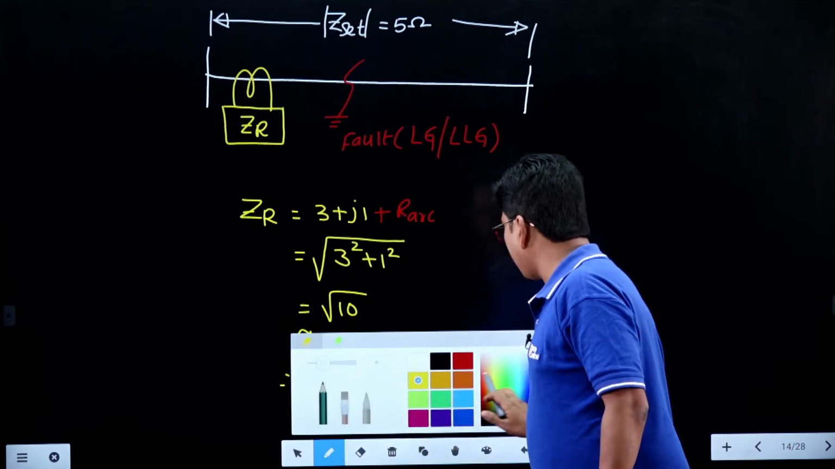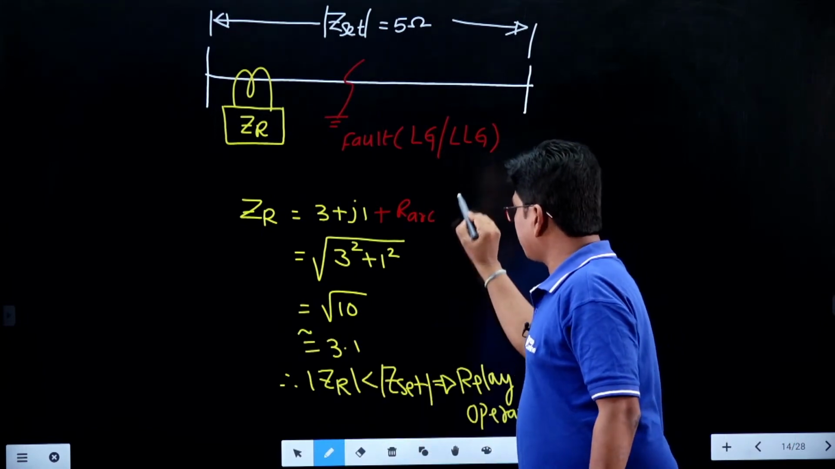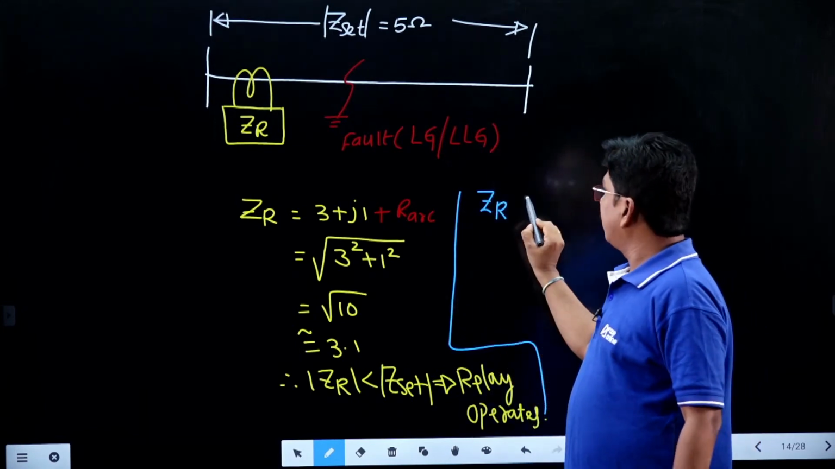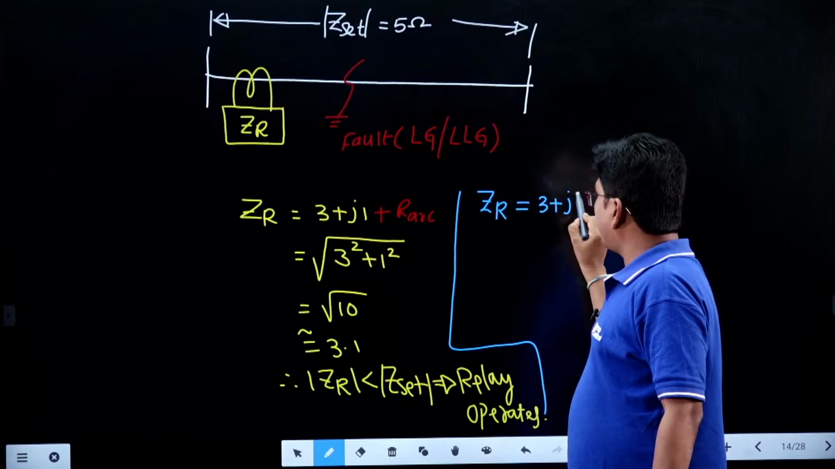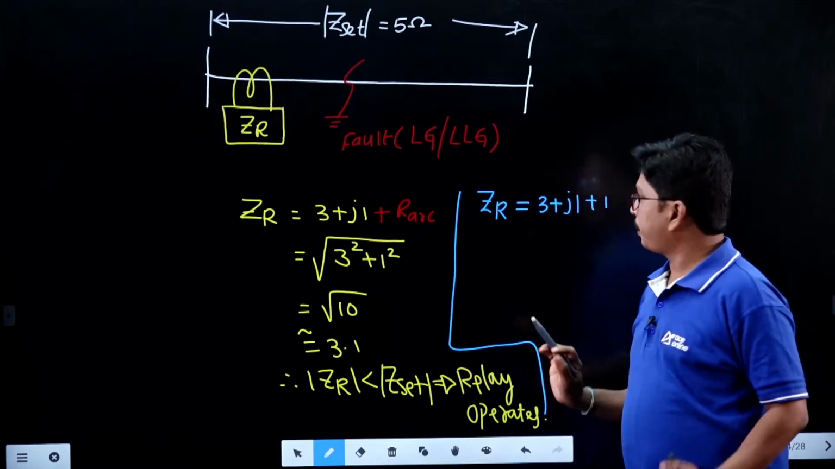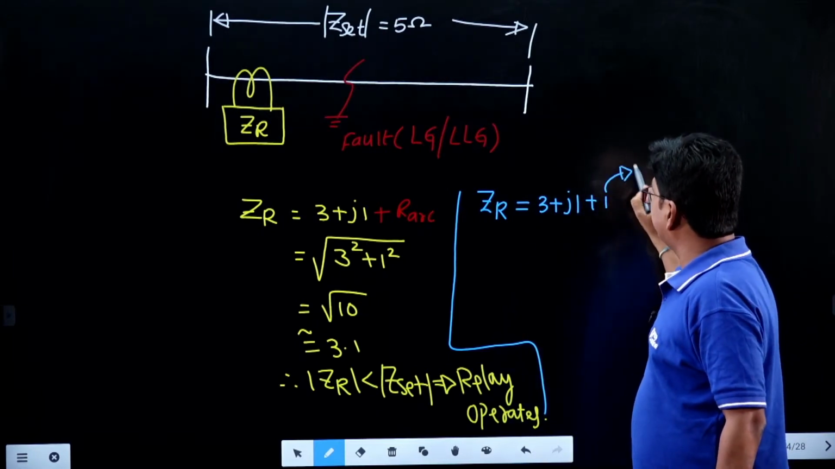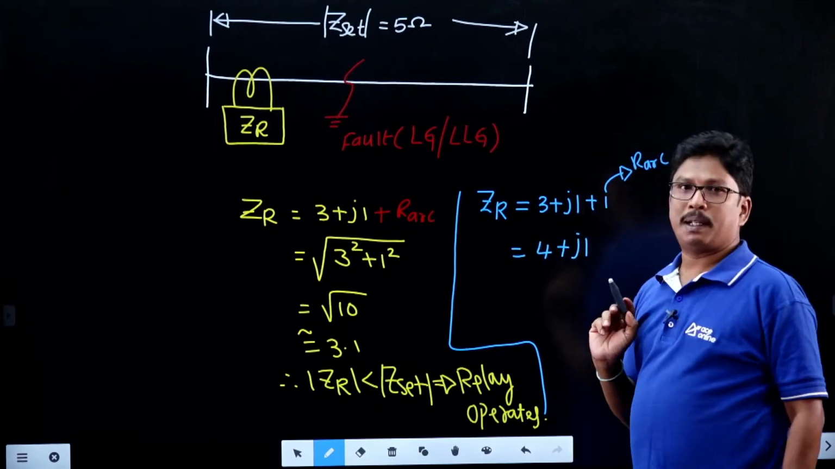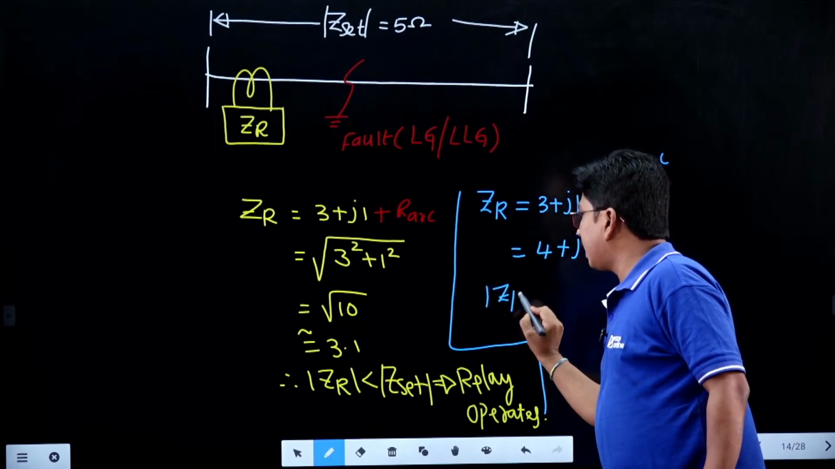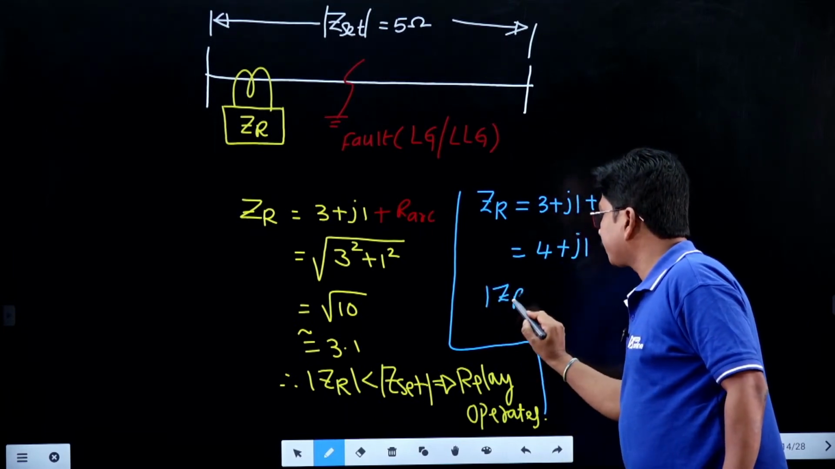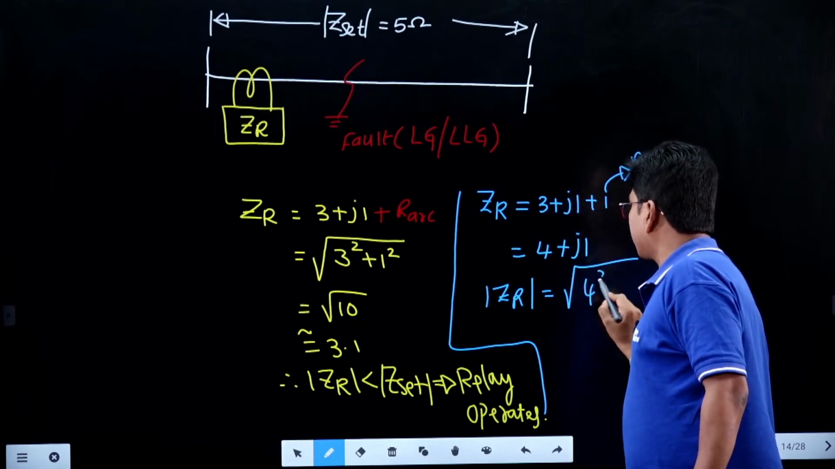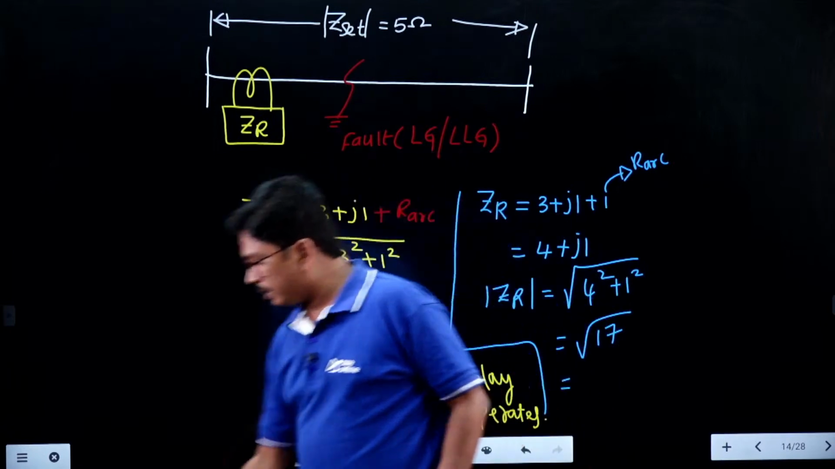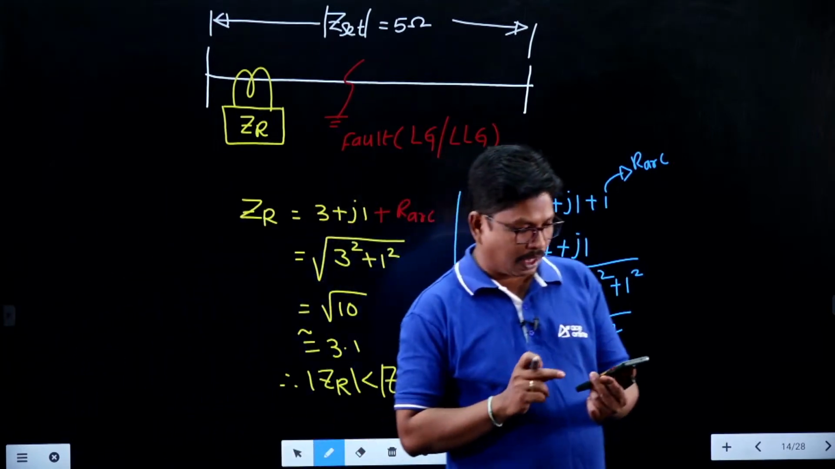Now just see here, students. I will continue here. Suppose this ZR with arc resistance will be 3 plus j1 plus 1, for example. So this is the arc resistance R arc. Tell me, what is this 4 plus j1? What is the magnitude of ZR now? It will be under root of 4 square plus 1 square. It is root 17. What is root 17, students?